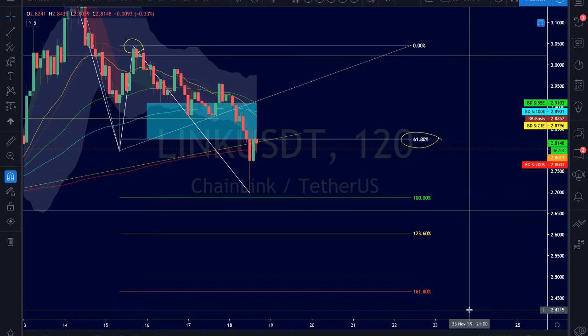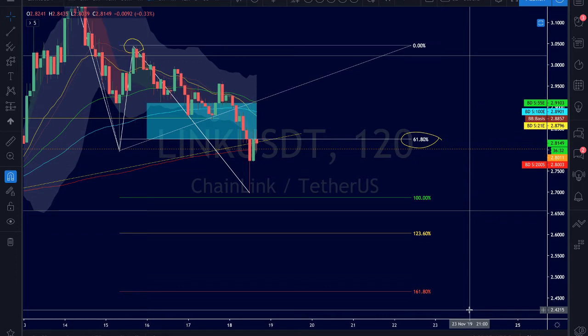Okay, so we are at a point right now where buying dips on Link is cool. All right, so it's the cool thing to do. You buy the dip on Link, and then you hope for it to recover and go back to over $3. Now, is that going to happen?